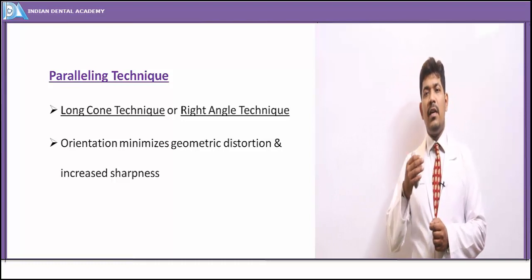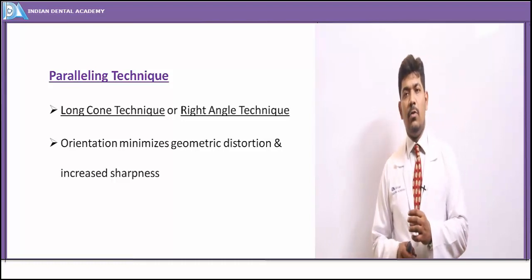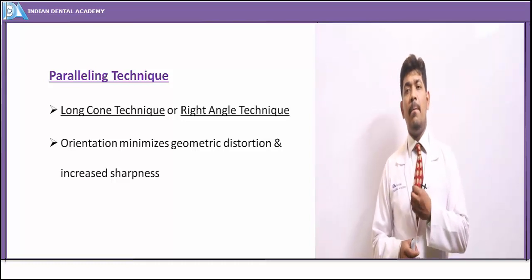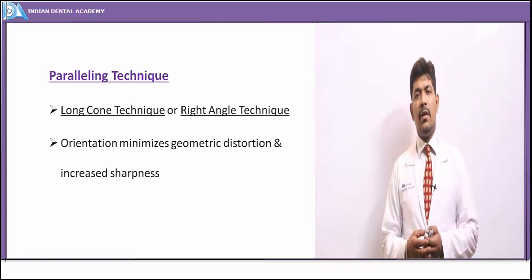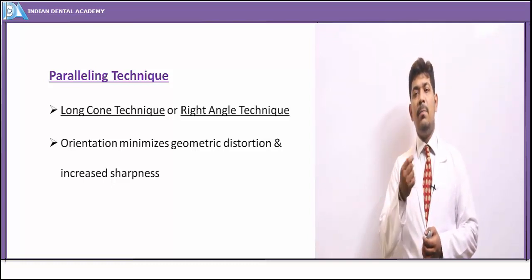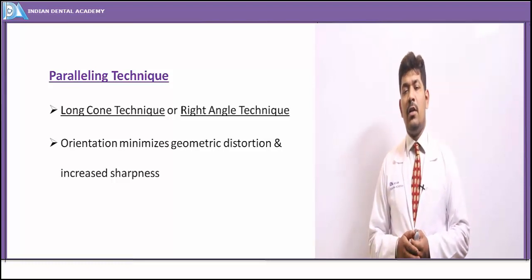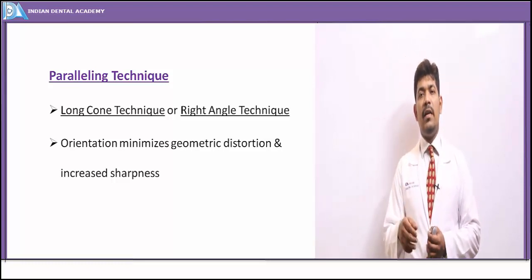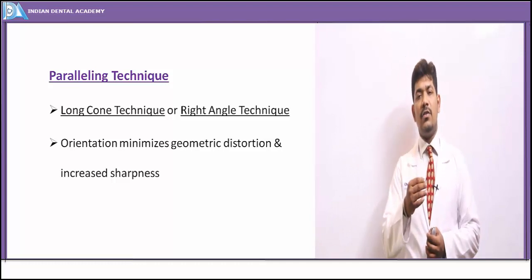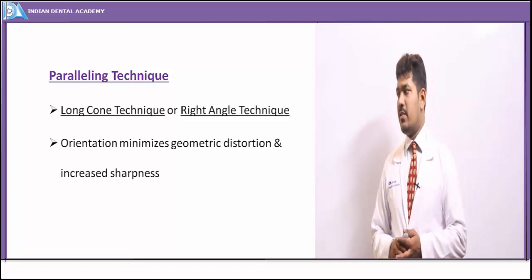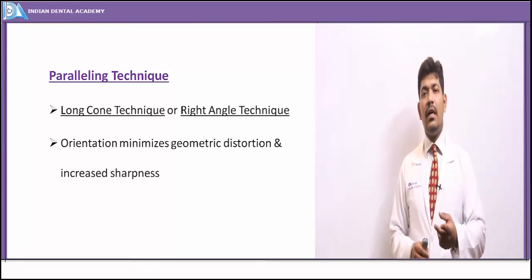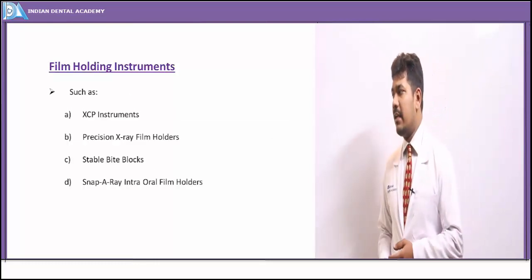Now, we know the umbra is the area of the shadow which has maximum sharpness, and the penumbra is the area surrounding the umbra which gives rise to the blurring nature of the shadow. Now, this blurring can be reduced by reducing the angulations, by reducing the X-ray beams hitting the area of interest at different angulations. So, this is the main advantage of the paralleling technique.